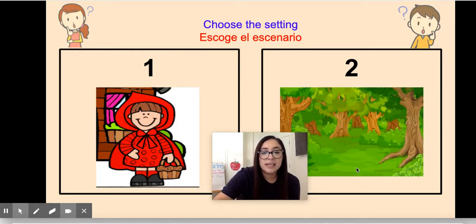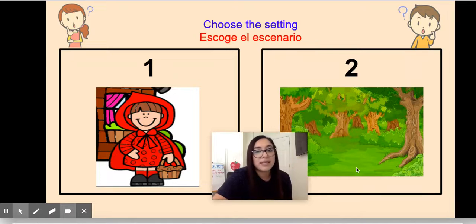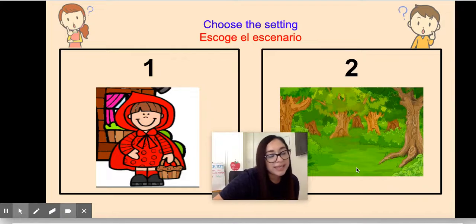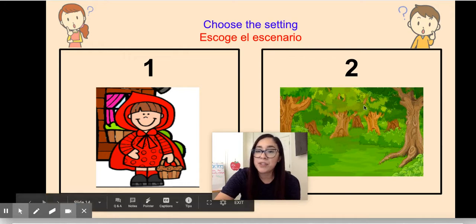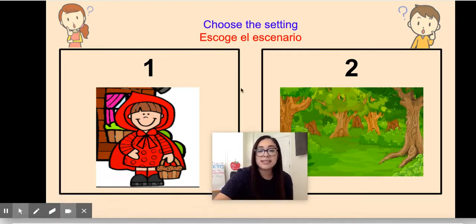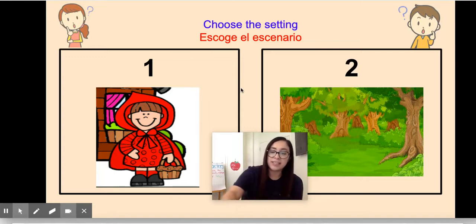Okay, and for these two pictures, I'll give you some time to think. Which one is the setting? Picture number 1 or picture number 2? Picture number 1 looks like Little Red Riding Hood. She's a person. Picture number 2 looks like a forest. Remember, setting is a place. So for this one, picture number 2, that is the setting. Picture number 1, the Little Red Riding Hood, is a character of a story.